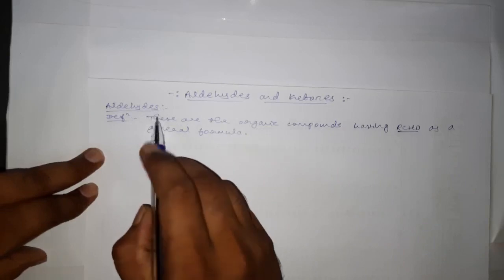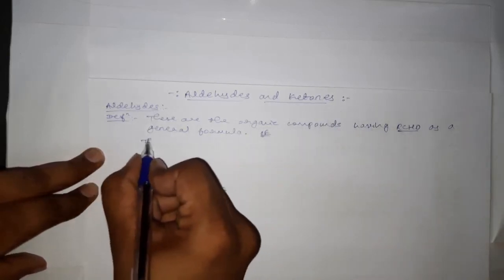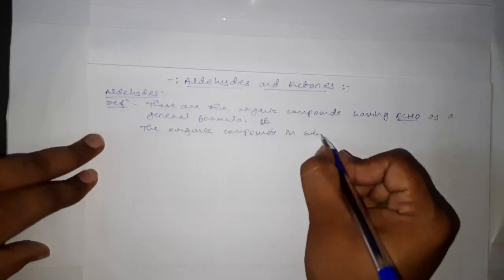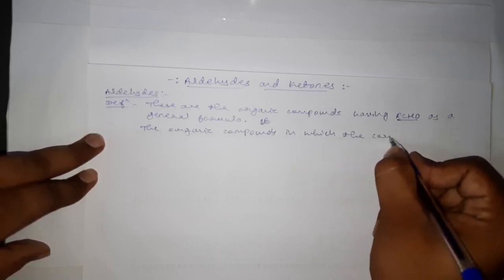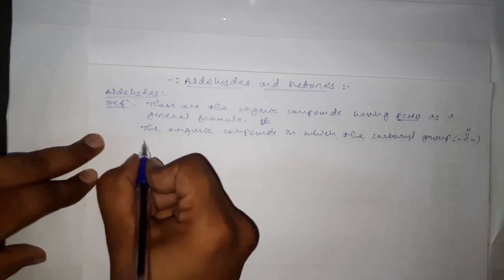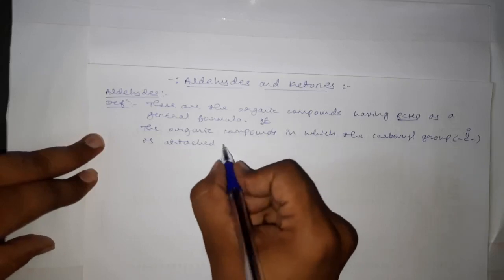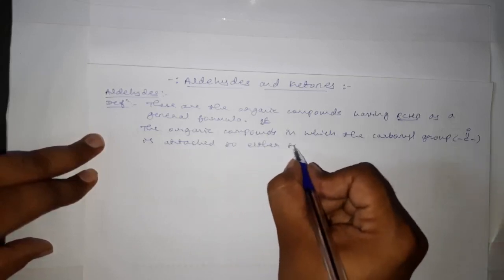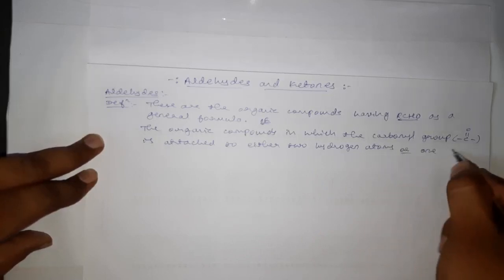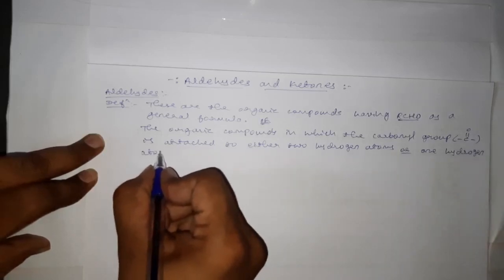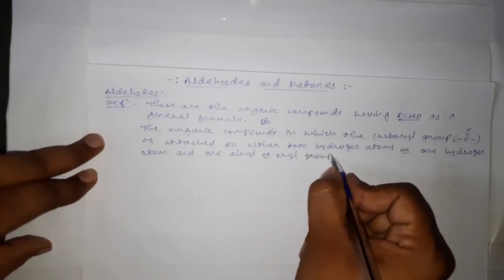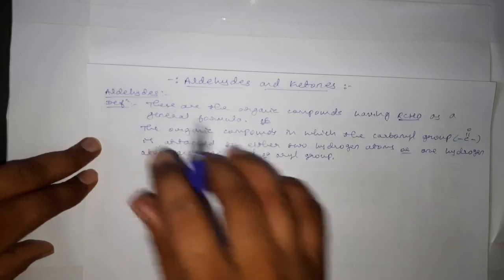are considered as aldehydes. Or we can define the aldehydes in other way, that the organic compounds in which the carbonyl group, that is a C double bond O group, is attached to either two hydrogen atoms or one hydrogen atom and one alkyl or aryl group, then that organic compound is considered as a aldehyde.